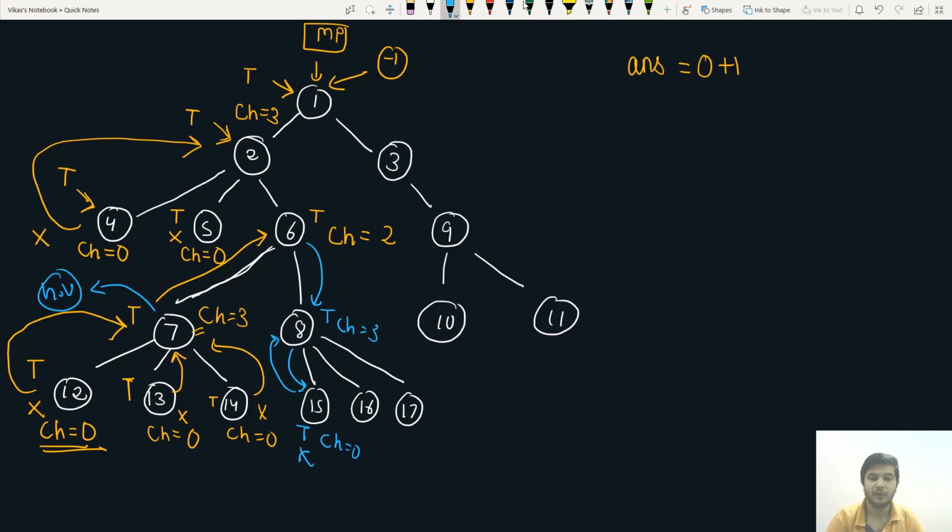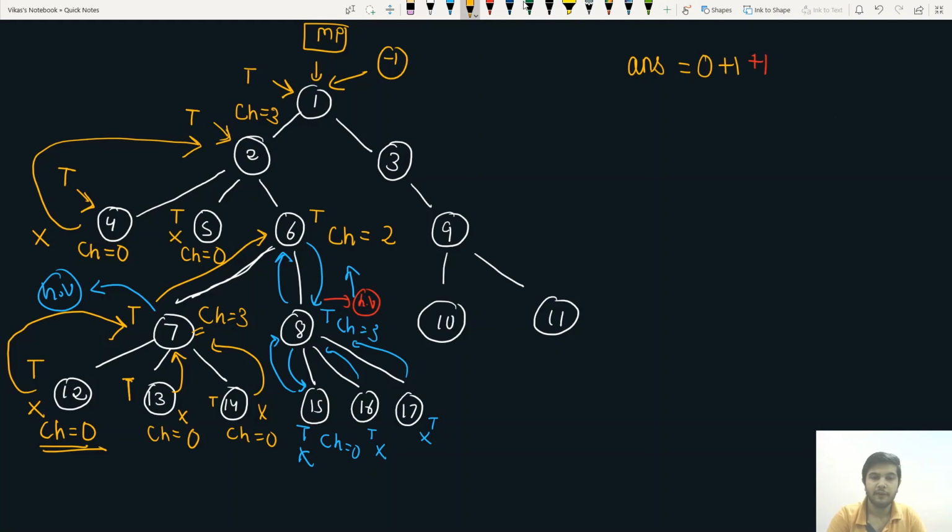Similarly, 16 is also not a happy vertex, and 17 is also not a happy vertex. Now when we have completed the iteration for the 8th node, having visited all the children of 8, we fall back to 6 again. Now 8 has 3 children, but 6 has only 2 children. That means 8 has a greater number of children than 6, so 8 is a happy vertex. Let me mark it as a happy vertex. So our 8 is a happy vertex, and we are going to increment our answer by 1 now.